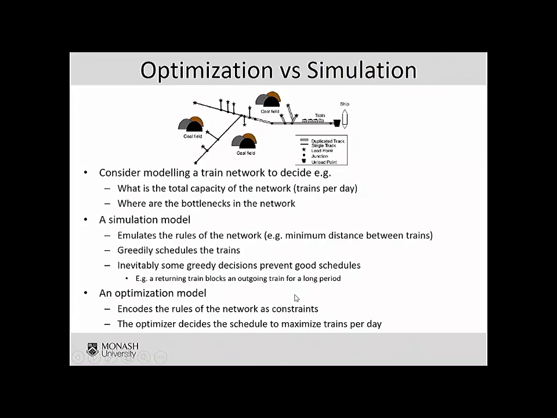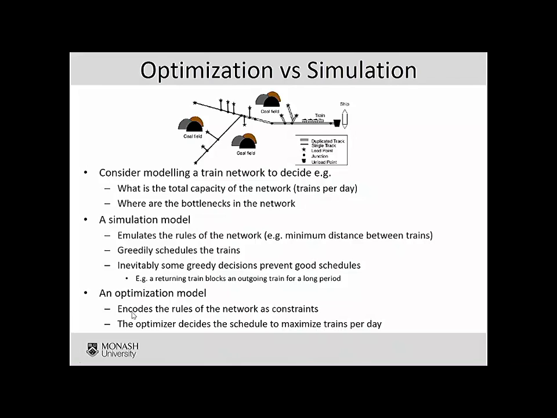So here's an example, which I talked about briefly before. We've got a train network, and we want to decide what's the total capacity of the network. How many trains could it run a day? I might be an investment company deciding whether I want to invest in this train network. And if I do, then I want to know how many trains could it run a day at total capacity, what are the bottlenecks, and how much money would I have to spend to increase the capacity if I needed to.